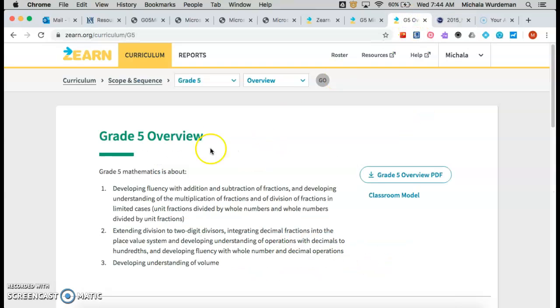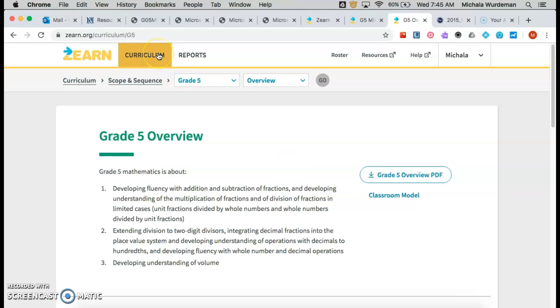For my resource, I looked at Zearn, and I was really impressed with this website. It has a lot of resources and a lot of different options for teachers. I really appreciated it since this last week we were looking at the math workshop model, and that's something I'm very interested in for my math classroom for my students, and this website really supports the math workshop model.